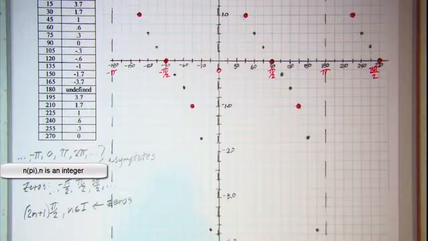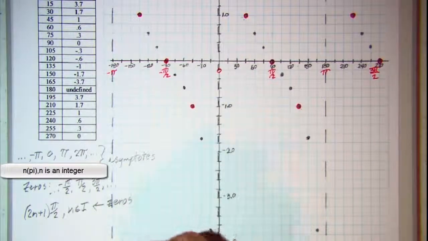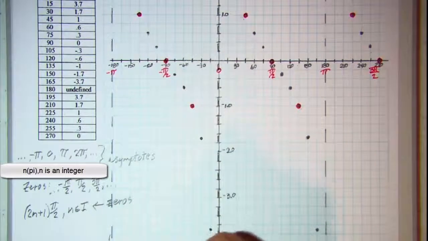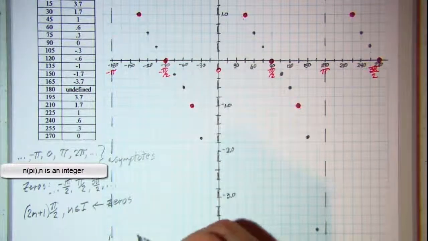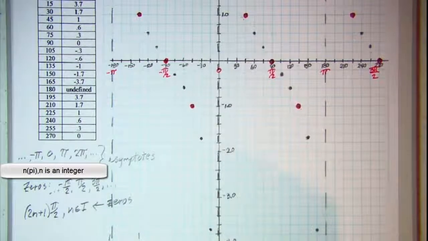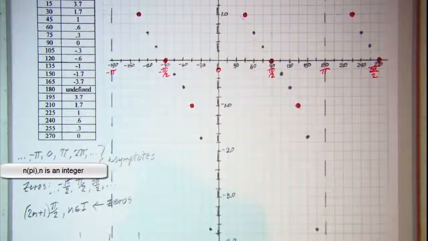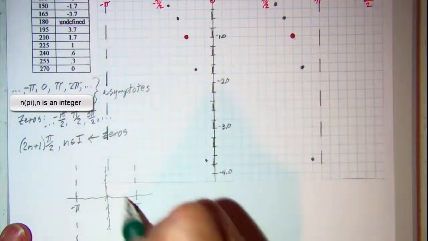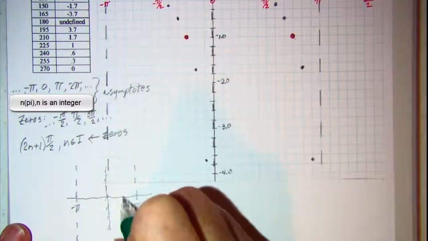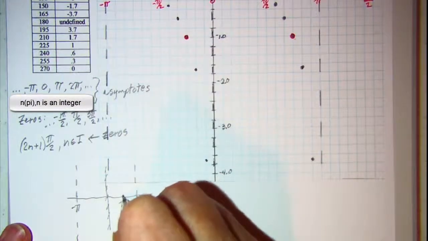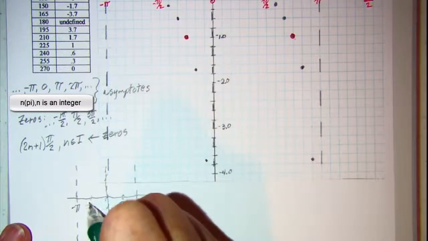So if I were going to just sketch my cotangent, I know that I have an asymptote at the y-axis, and then I have another one at pi, and I have another one at negative pi, and then halfway between the two asymptotes, this is at pi over 2, I have a 0, and at negative pi over 2 I have a 0.